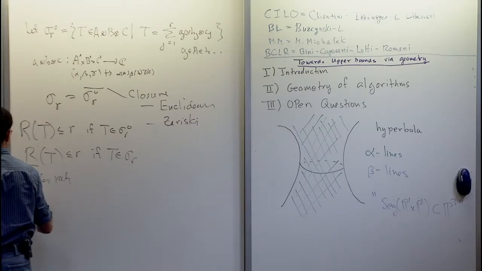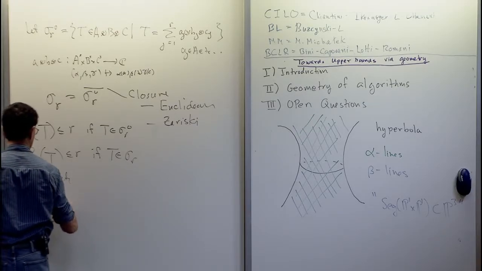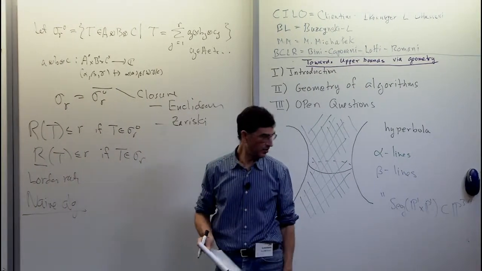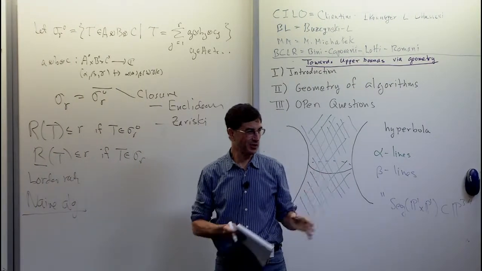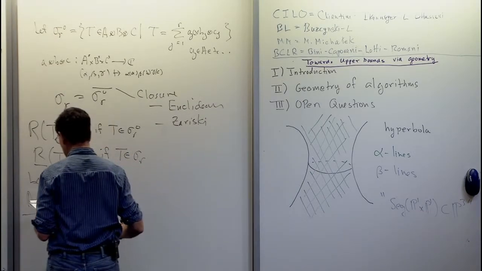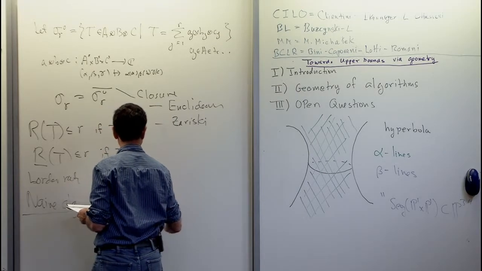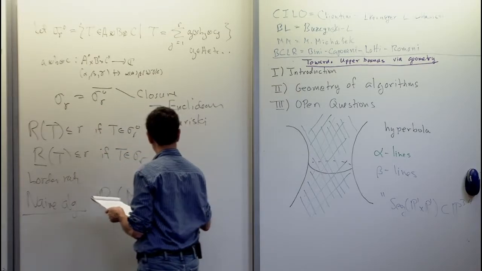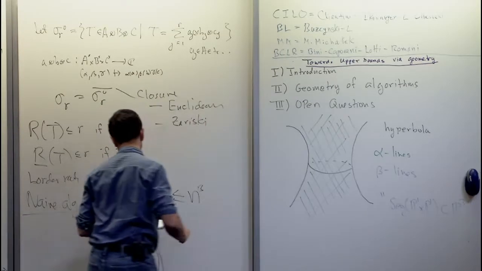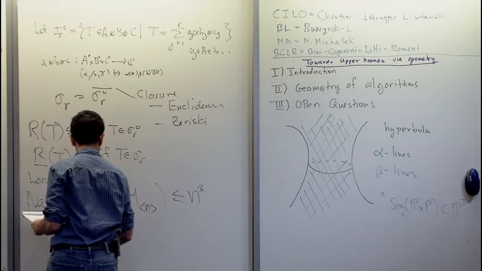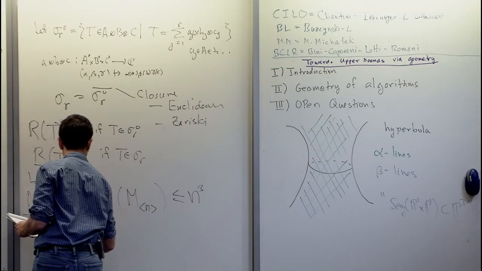So the naive algorithm, this is going to be mostly expository. The naive algorithm says that the rank of matrix multiplication is at most n cubed, and people kind of believed that was optimal. Strassen, of course, showed it was not.